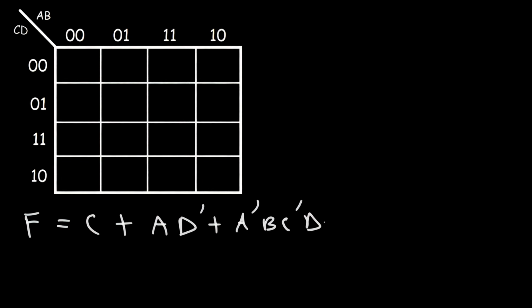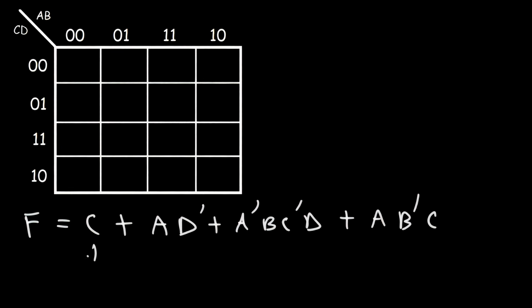Let's work on one more example. So this one I'm going to color code differently. So let's say the function is C AD prime plus A prime B C prime D plus A B prime C. So go ahead and fill out the 4-variable K-map given this function.